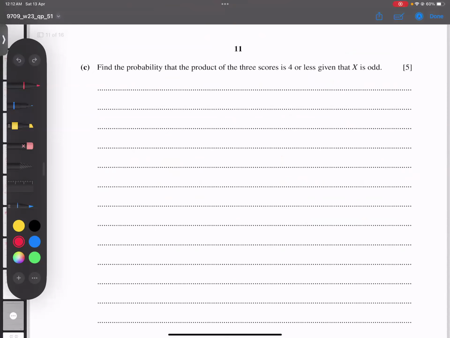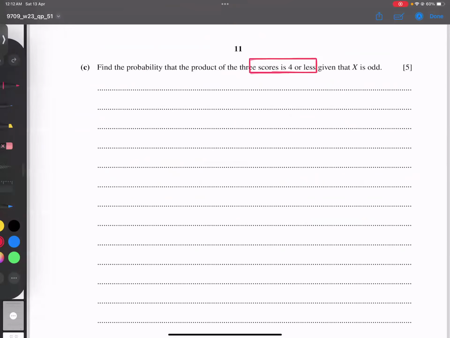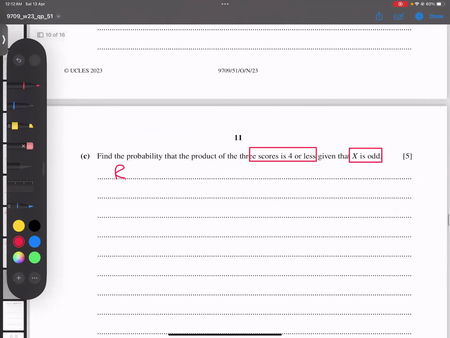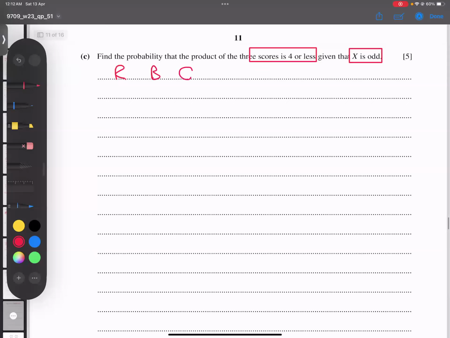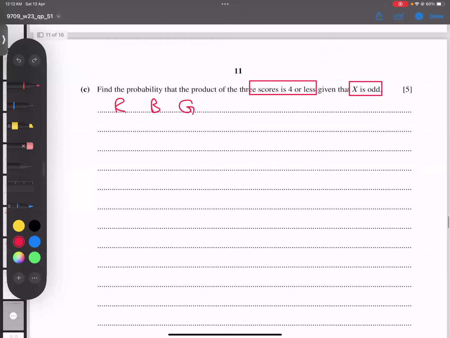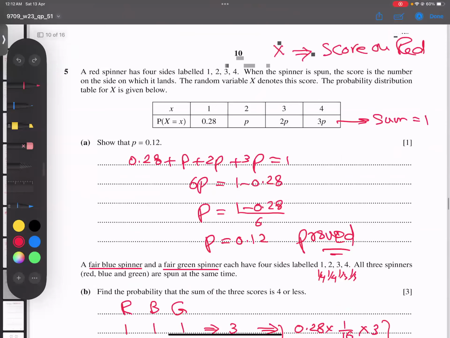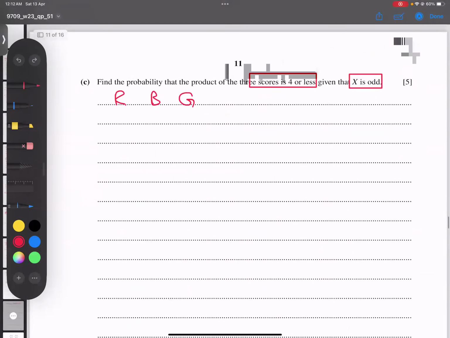Next part of the question. What it is saying is the probability that the product of the 3 scores is 4 or less, and given that X must be an odd number. So this is a little tricky. Because he said X is an odd number, and X is the red number: red, blue, green. Make sure X is not for all 3. X is only for the red. Many students make a mistake here.